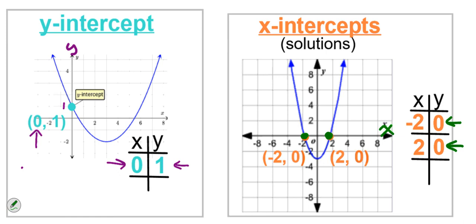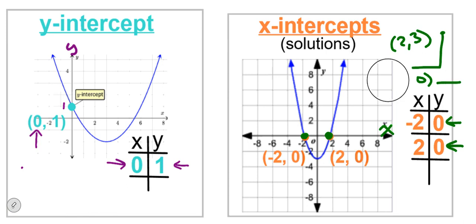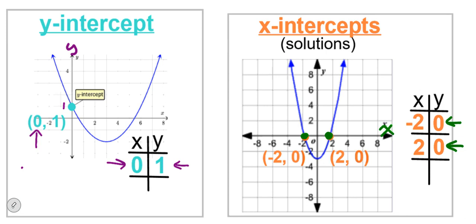Think about if you graph 2 comma 3. Well, that would be going over 2 and then up 3, right? Instead of 2, 0, that just means go over 2 and not going up or down. You're just staying still. So every single point on the x-axis has the y value of 0. So to find our solutions or our x-intercepts, we're just going to look at the table that we made on our calculator and find the places where y equals 0. And those are our solutions.